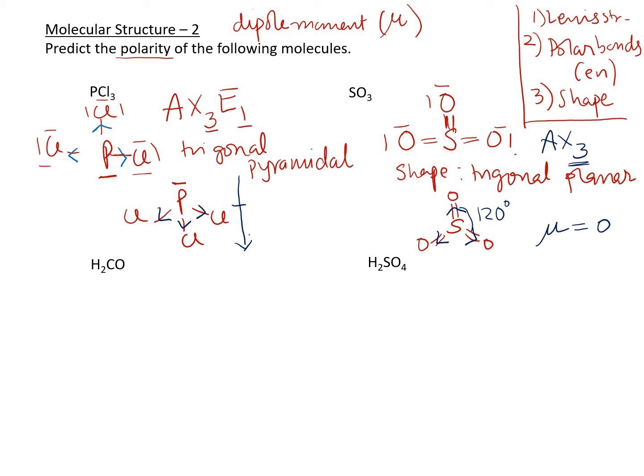Because there is equal pull on all sides, the molecule is symmetrical. All right, so because of that, the dipole moment is going to be 0. Let's look at the next one, which is H2CO.